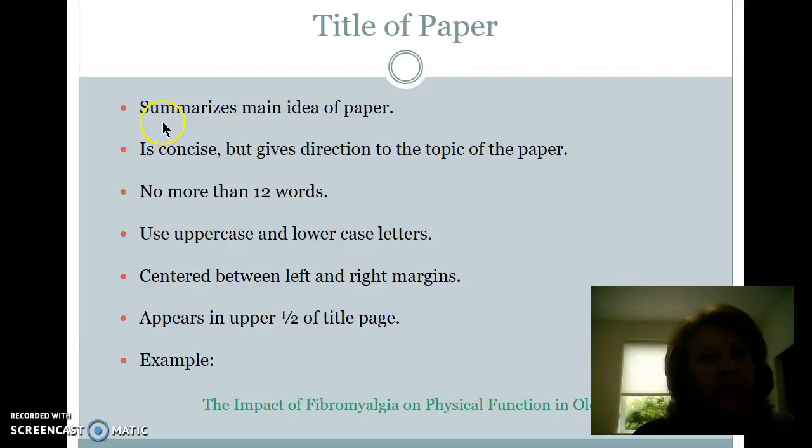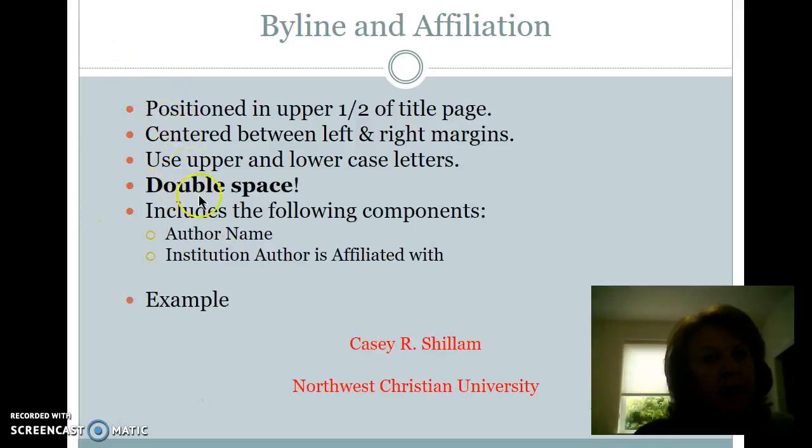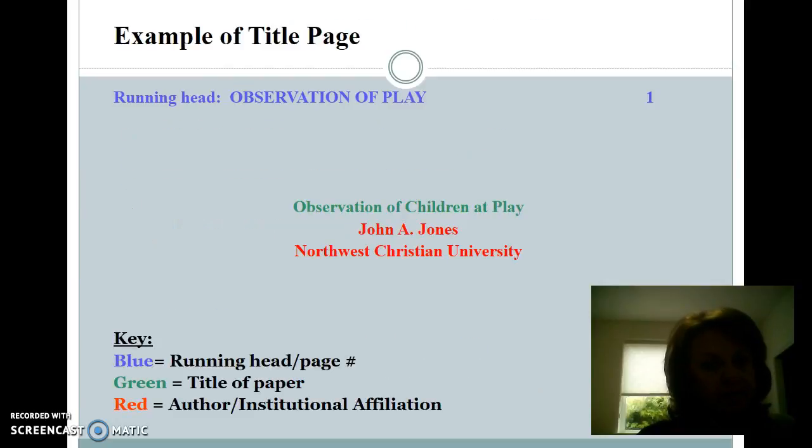Titles of papers are interesting. They can be very, very creative or very, very generic, but really the purpose of the title of the paper is to give the reader some idea of what they're going to find there. Byline and affiliation I've already talked about. Byline, author name, affiliation, university where a faculty may be working, a student may be studying, the university or organization where the research was carried out, for example.